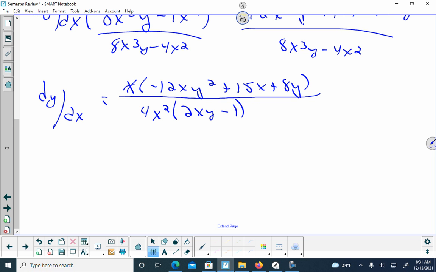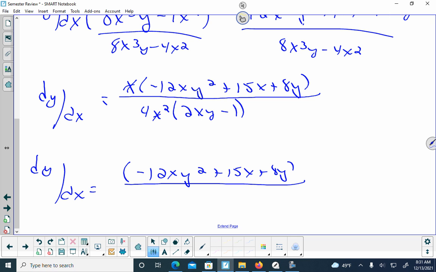Now I can simplify one of the x's, and I'm going to have negative 12xy squared plus 15x plus 8y all over 4x, then 2xy minus 1. And that is my derivative in lowest terms.